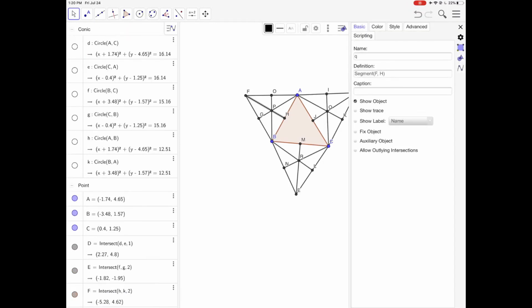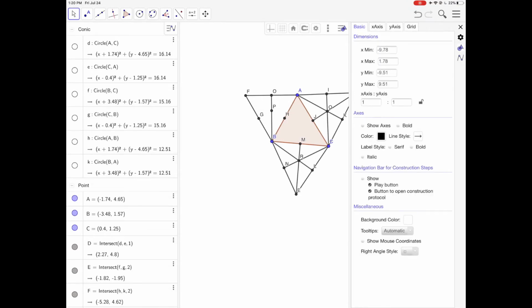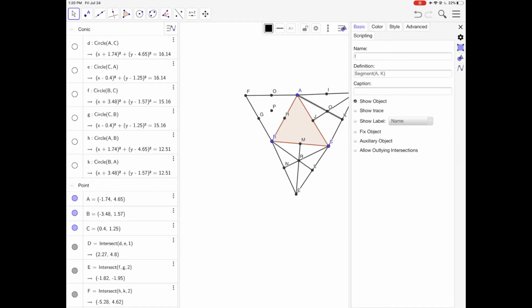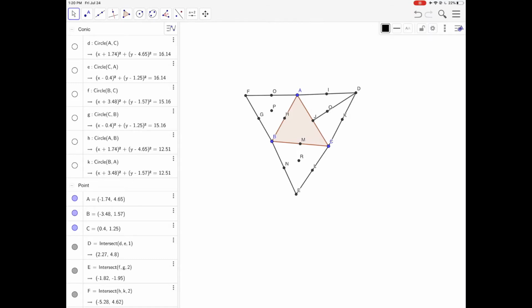Now we can hide all of these objects so that it's easier for us to see what we're dealing with. So now that we've hidden all those, we now need to prove that the centroid and the vertex on the opposite side of the original triangle are concurrent.